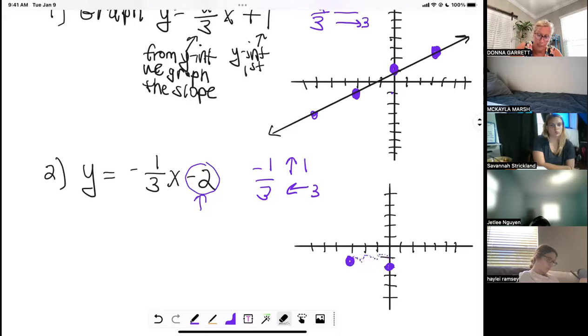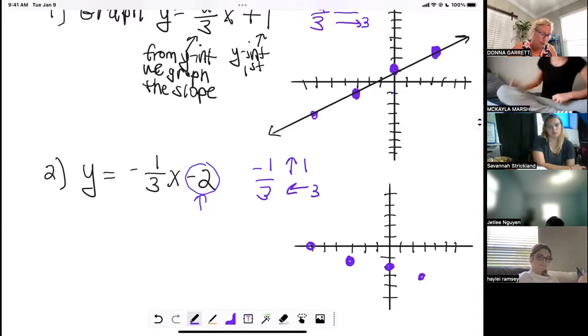Of course, we don't draw all of that. We just count. Go up 1 over 3, and then up 1 over 3 again. 1, 2, 3. And then go down 1 over 3. That doesn't look very straight, that's because I did it by hand. Okay, and then we're going to graph it.